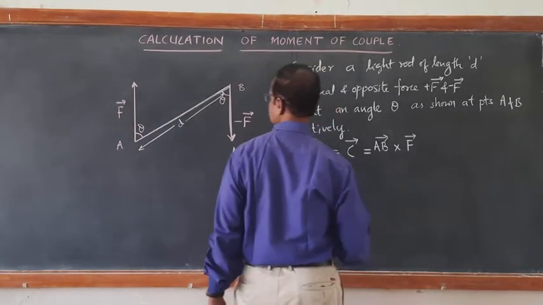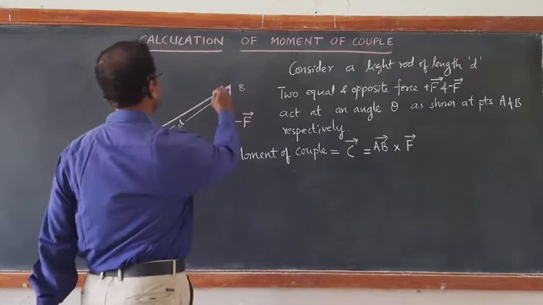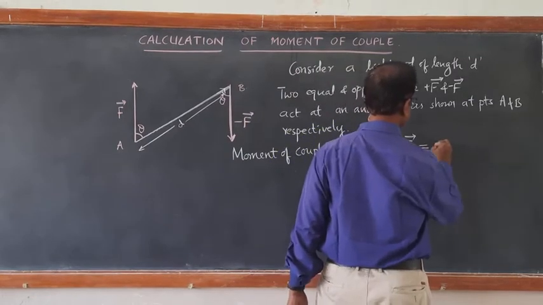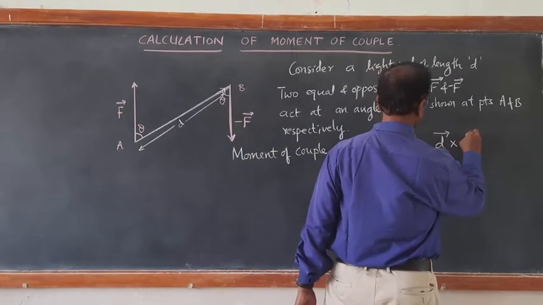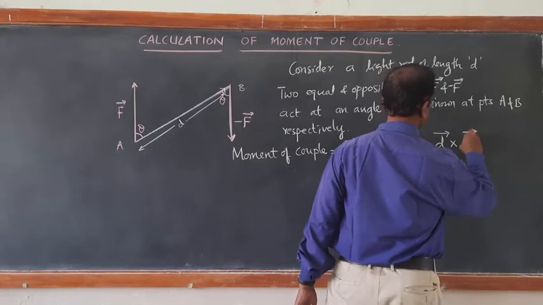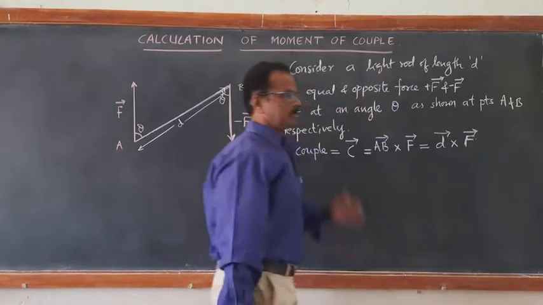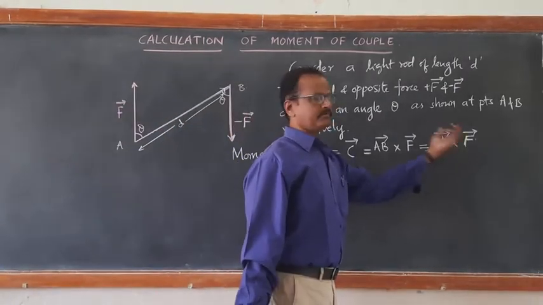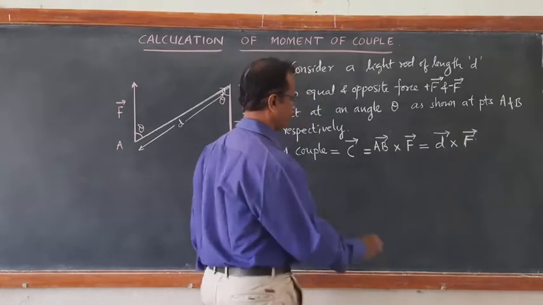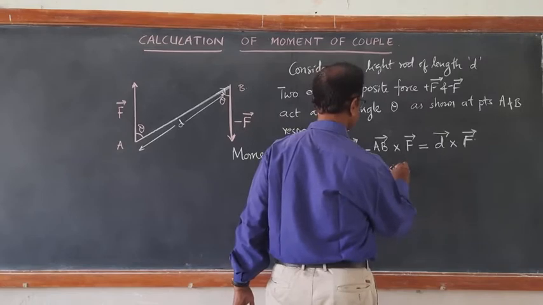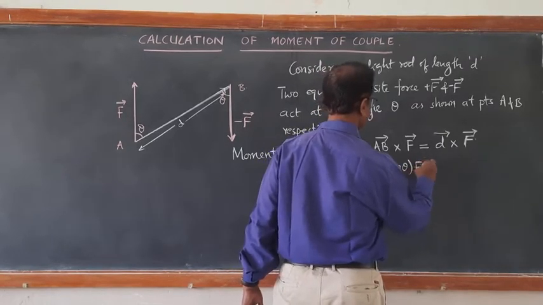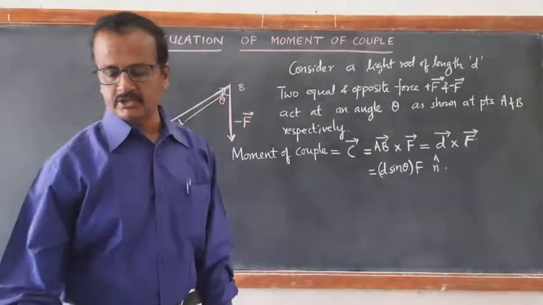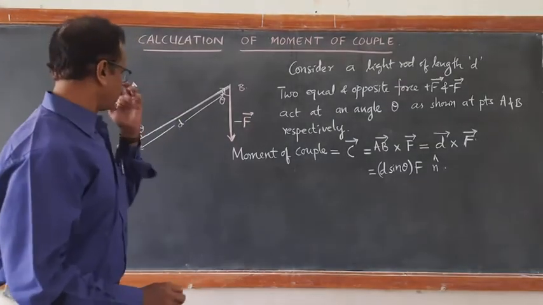Now, AB is in this direction, right? Now, AB can be written as the d vector cross F vector. Now, what is d vector cross F vector? By definition, the cross product of two vectors is d sin theta F, that is equal to d sin theta into F n cap, where n cap gives you the direction of the torque.